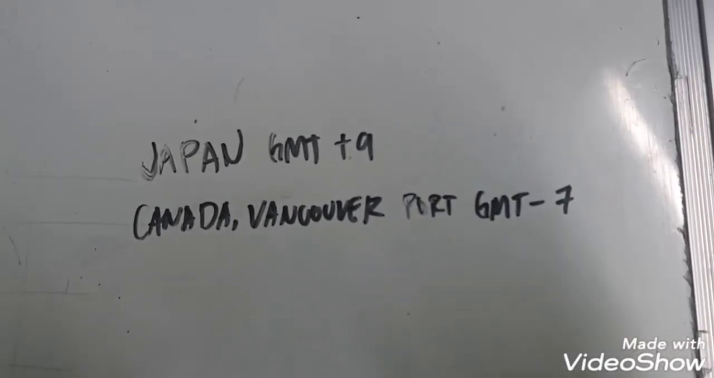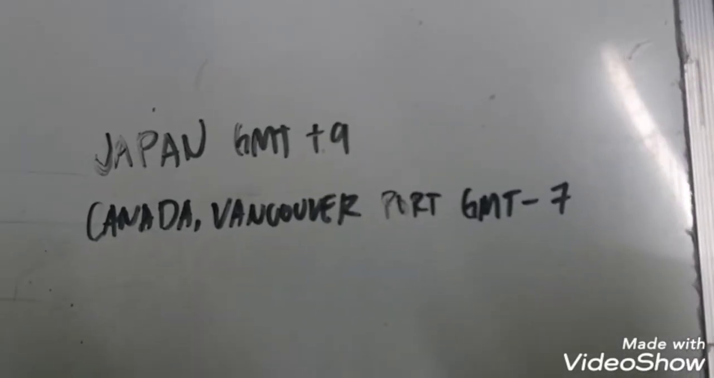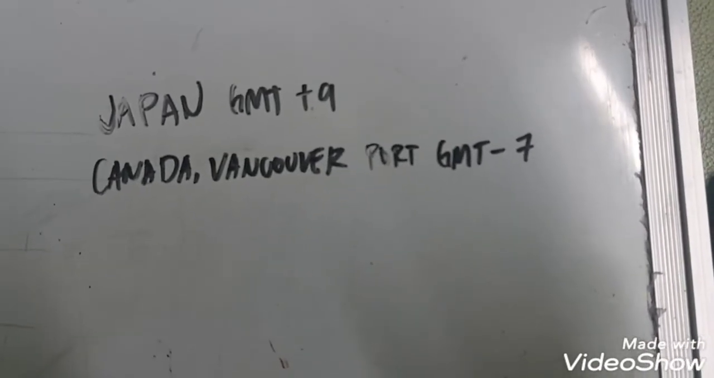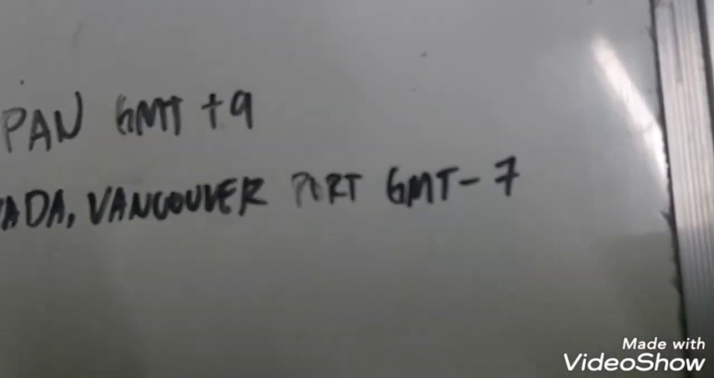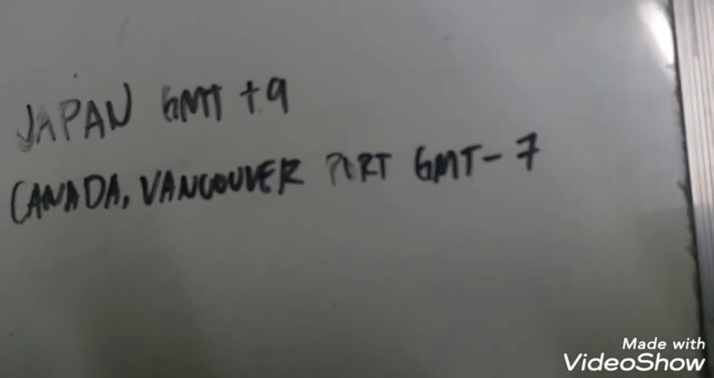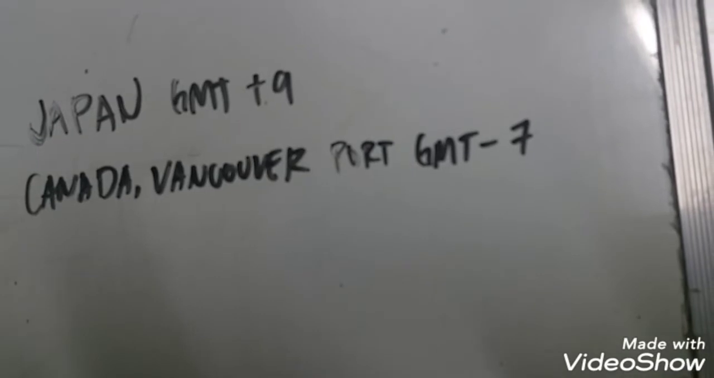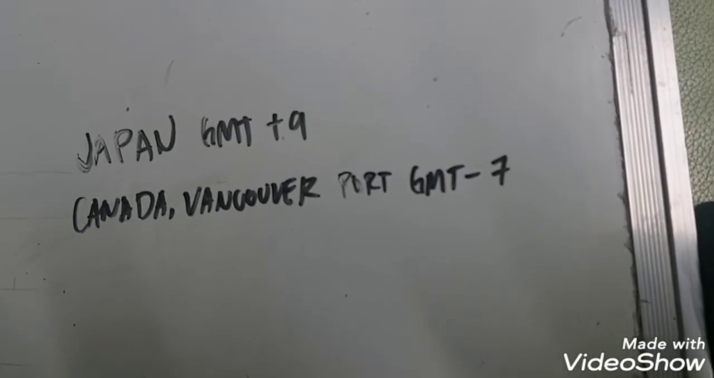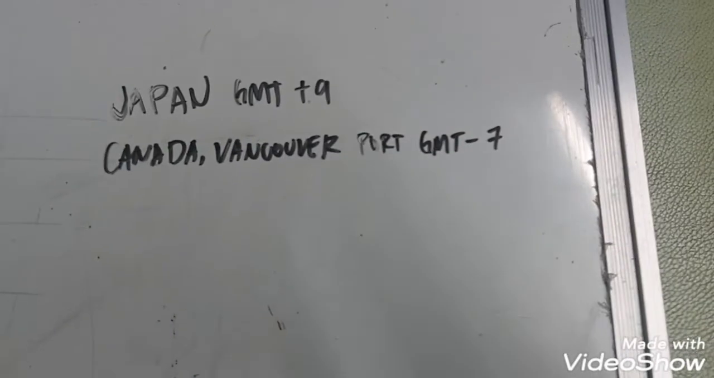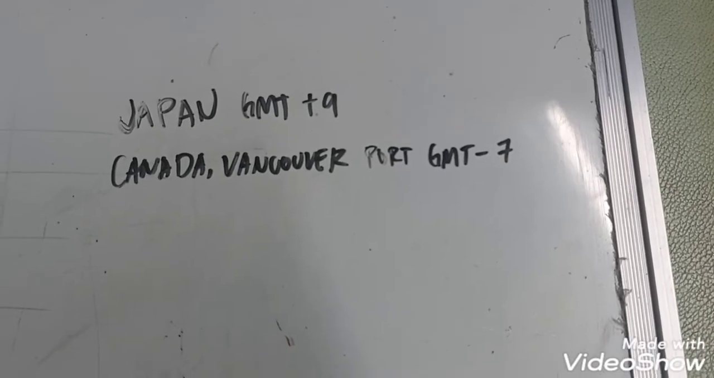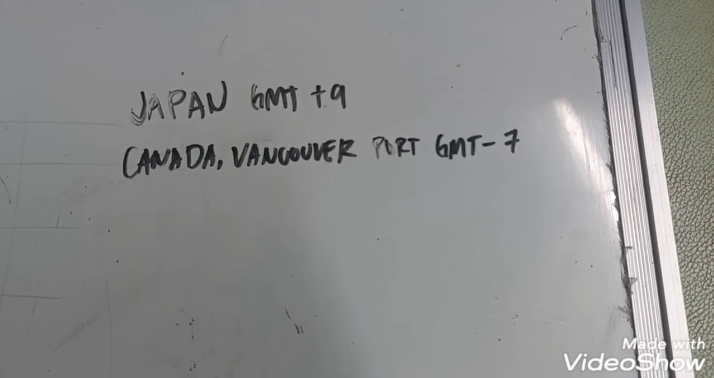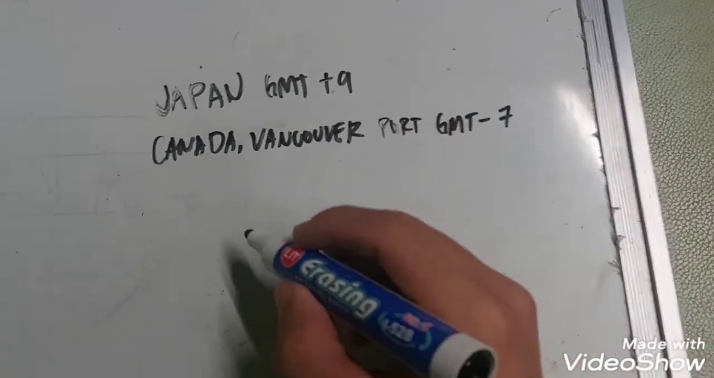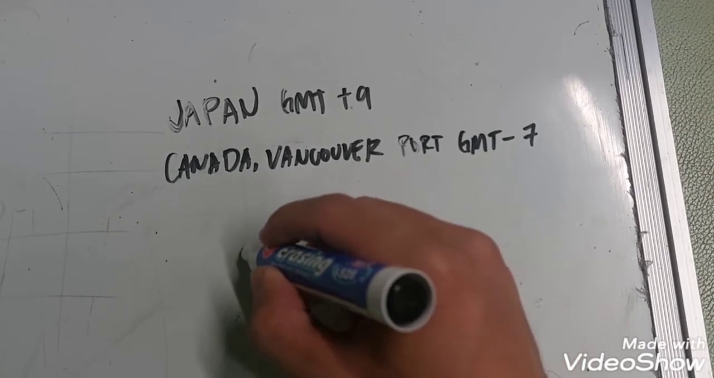So here's another example. For example, you are in Japan. You arrive at Japan, and your next destination is Vancouver port in Canada. The GMT there is -7 because Canada is located west of Greenwich Mean Time. As I've said, you just need to reverse the sign of your departure point. Your departure point is Japan, which is +9. You reverse the sign of the +9, so it becomes -9.